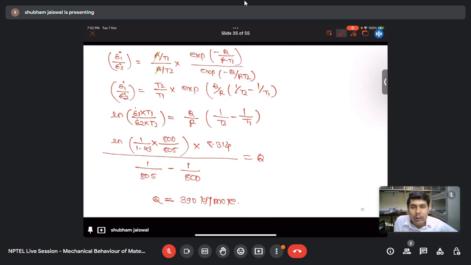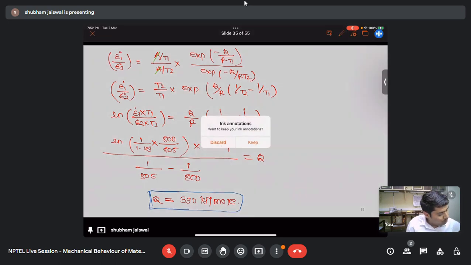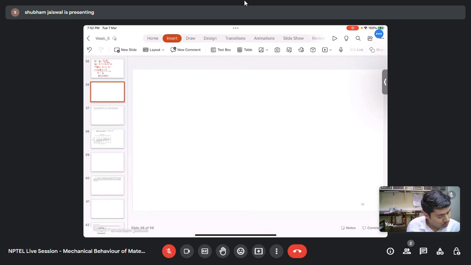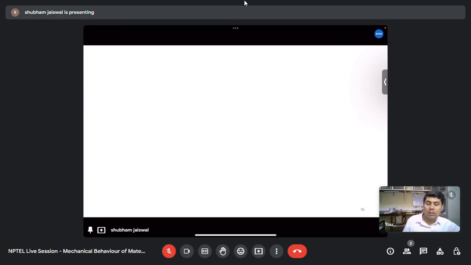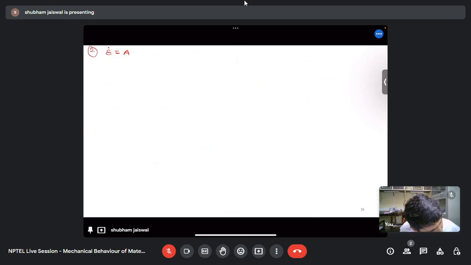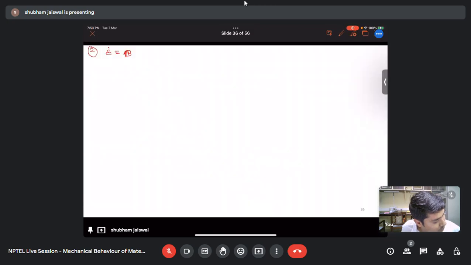Okay. So this is for our condition, meaning equation 1. That is, the activation energy is 390 kilojoule per mole. Now we need to solve for equation 2. So let me write down equation 2. For the second equation, the equation is something like this: epsilon dot equal to, sorry, it's B exponential minus Q by RT.